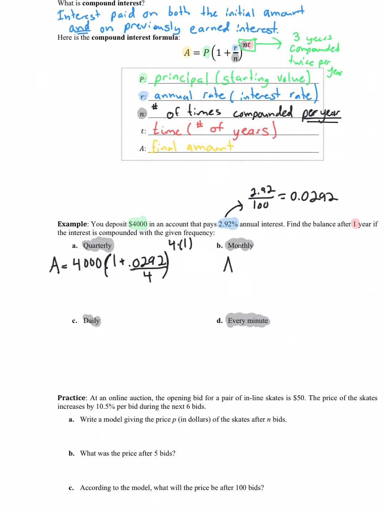The second example, same exact problem, but now compounded monthly, and there are 12 months per year. So you would change the n to a 12. But all the other numbers stay the exact same. Third problem, compounded daily. How many days are in a year? 365. So you'd say 365 times 1.